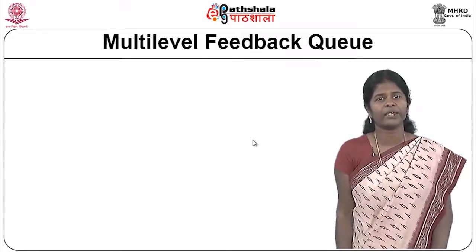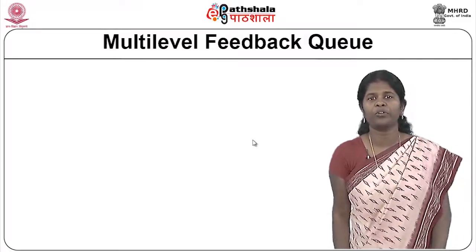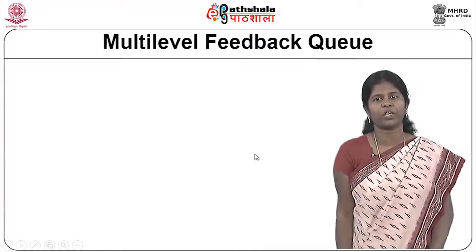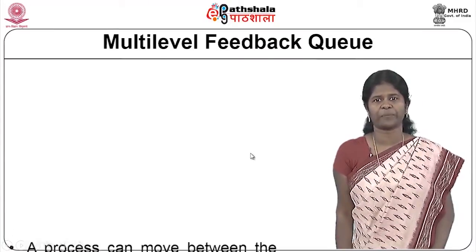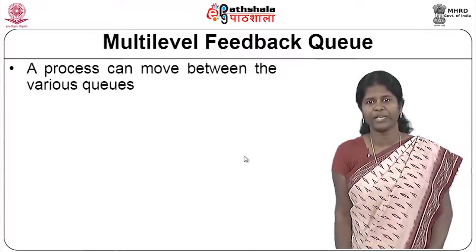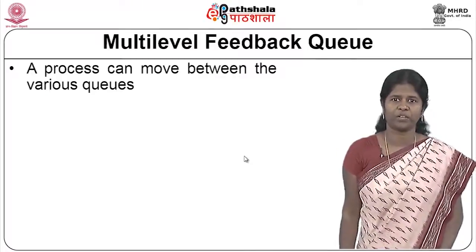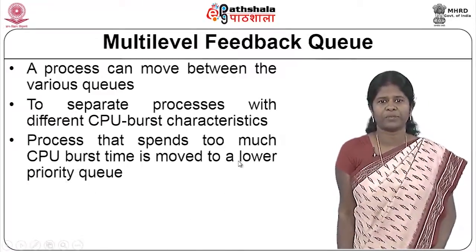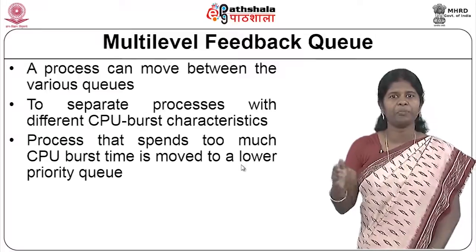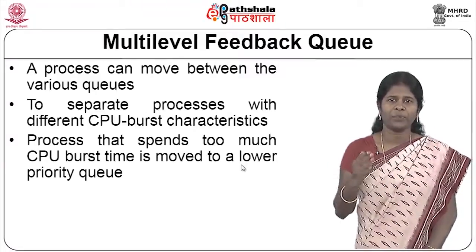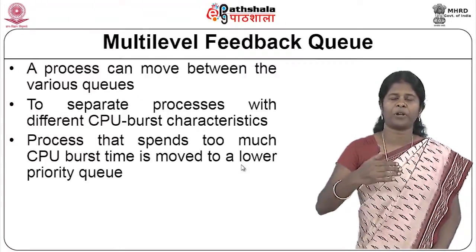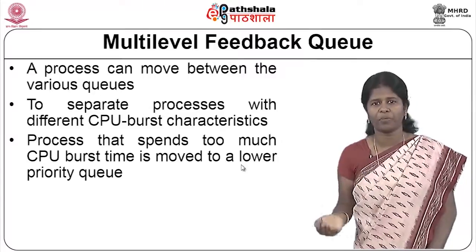But the issue there is that the process cannot move from one queue to another. So they came up with another scheduling algorithm called the multi-level feedback queue scheduling. In multi-level feedback queue scheduling, a process can move between the various queues. It is not restricted to one queue. And what they do here is that they separate the processes with different CPU burst characteristics. Suppose you have a CPU bound process and an IO bound process, then the CPU bound process may be given a different priority compared to the IO bound process.